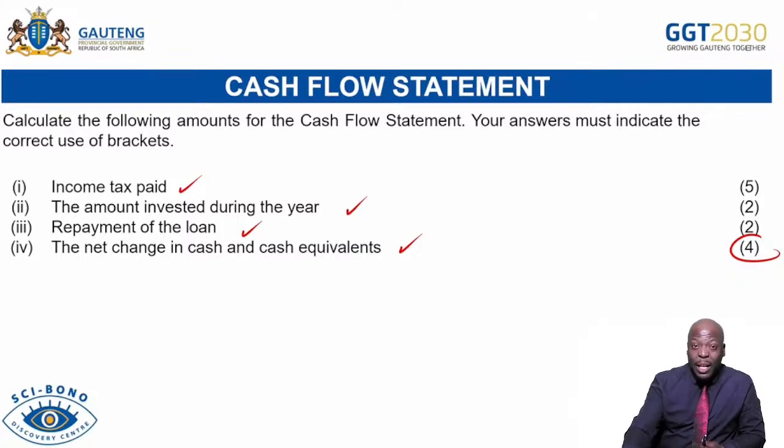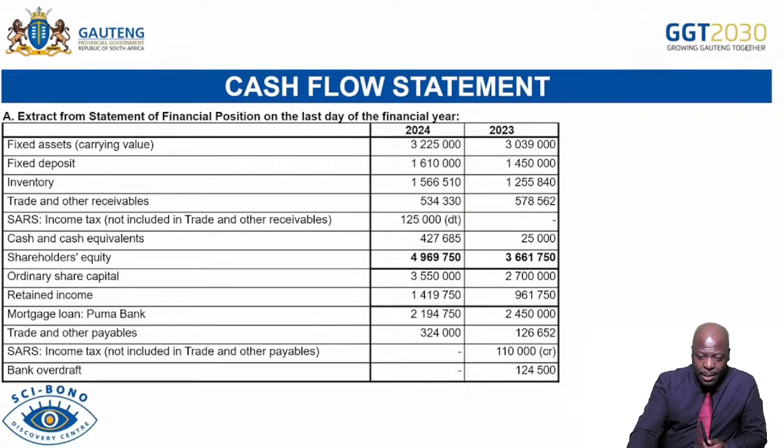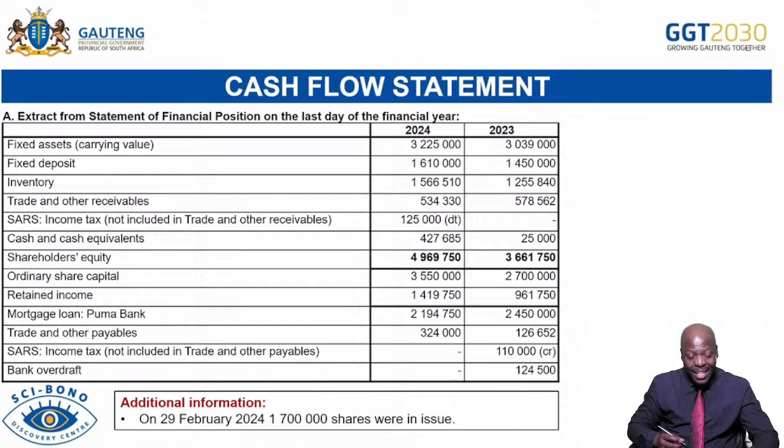Okay, let's go then. So here is an extract from the statement of comprehensive income, and here's an extract from the statement of financial position, and here's additional information. Very key. I think there was only this one bullet on the additional information, so don't worry, there's nothing that you are missing. Can I go now and begin to calculate the first amounts? Okay, cool. Let's do that.